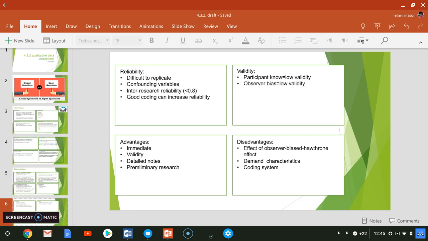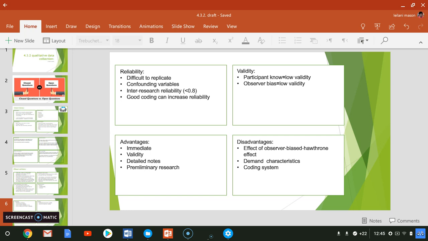So if the researcher could use shapes or letters or numbers to write down their research that they'll understand, which could give them better reliability. Within validity, if the participants know, there's low validity because they know they're being observed, so they might change their behaviours, so they might not measure what it's meant to. An observer bias could lead to low validity because they might want to please the researcher.